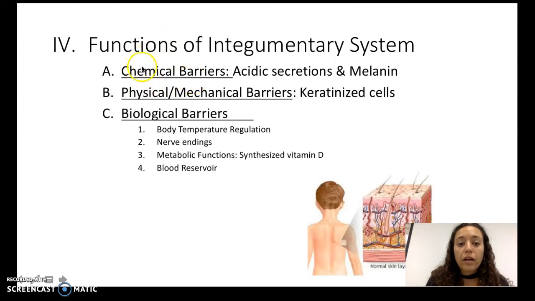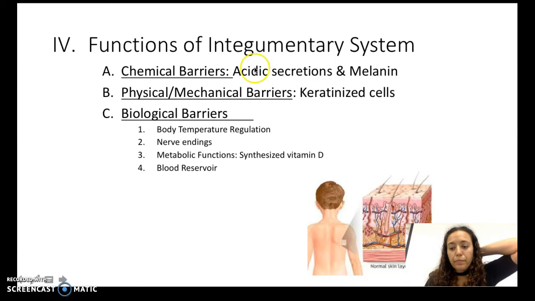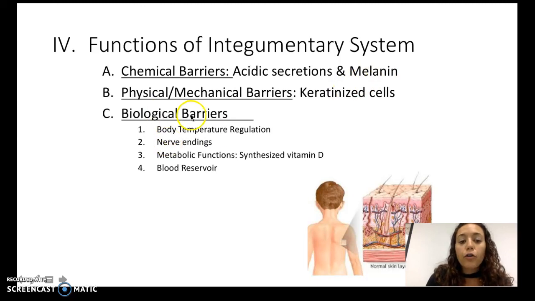Okay, last thing we'll go into is just knowing all your functions. So chemical barrier. In other words, the chemicals that it secretes are acidic. So that would be your sebum, your sebaceous glands, and then your melanin would protect from the sun. Physical and mechanical barriers, that's your keratin, your keratinized cells, which is in the epidermis, and then all your biological. So you've got body temperature regulation. So that's going to be your sudoriferous gland, the eccrine gland, and that's also going to be your erector pili. Nerve endings, those are those nerves that we saw. Metabolic function, synthesis of vitamin D.